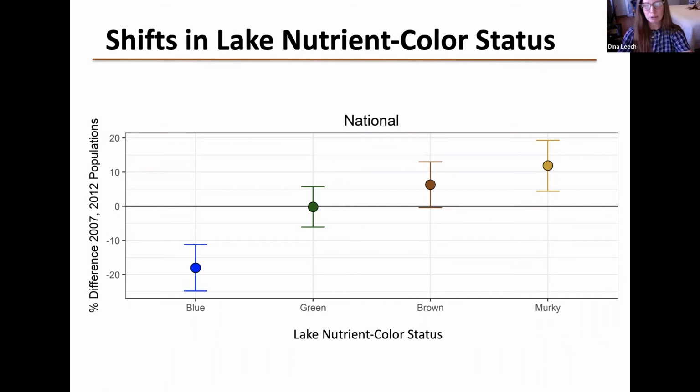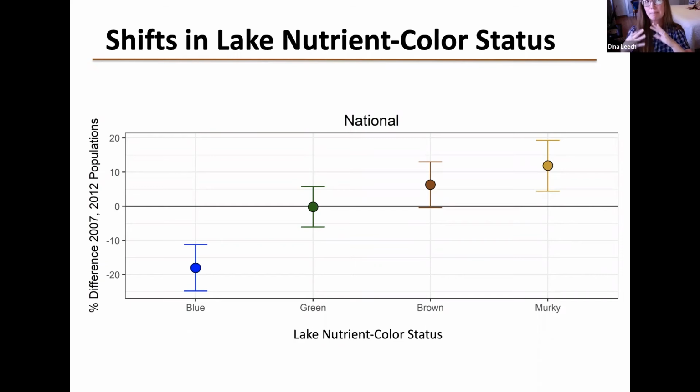So a decrease in blue. We did see a moderate increase in brown lakes, but notice that the error bar crosses this zero line, so it was not statistically significant. But we did see a significant increase in the percentage of murky lakes by about 12%. So again, those murky lakes are lakes that are increasing in both nutrients and organic matter. So in just 5 years, between 2007 and 2012, we saw a shift from fewer blue lakes to more murky lakes in the United States.